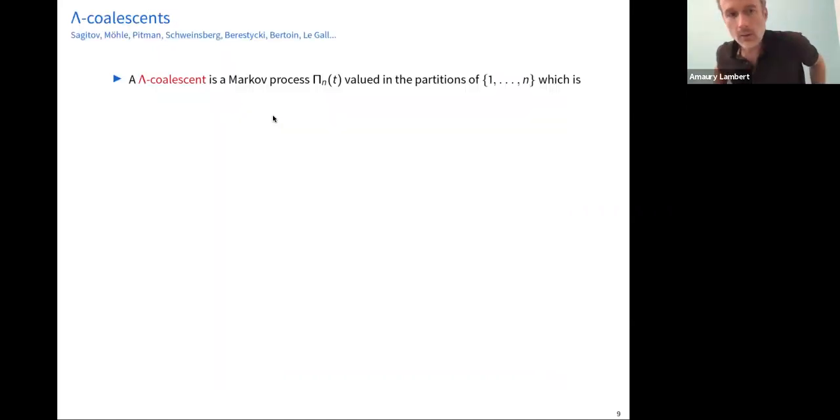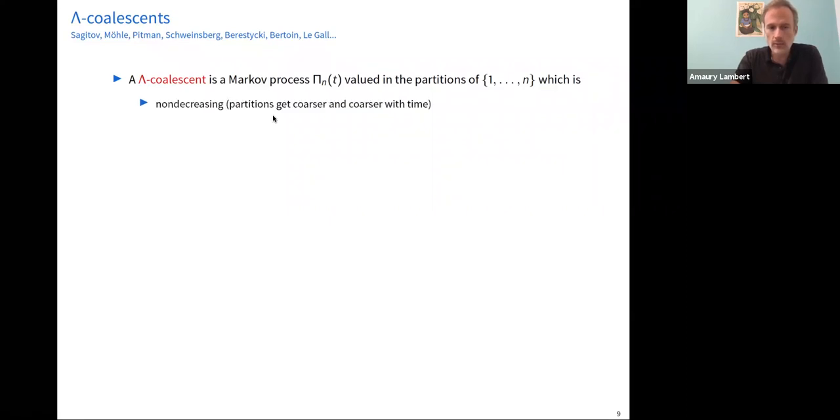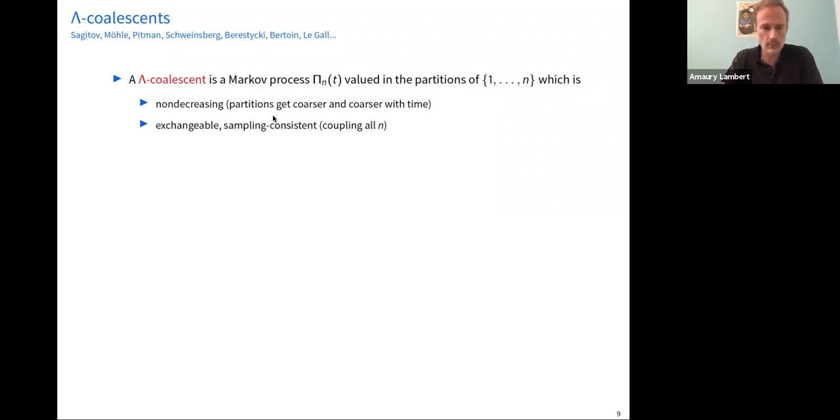So before I introduce a generalization of the multi-species coalescent, I need to introduce a generalization of the Kingman coalescent. There are various generalizations, but the main one is called the lambda coalescent. The lambda coalescent is a Markov process, pi sub n of t, valued in the partitions of 1 to n, as the Kingman coalescent. And you have to make several assumptions. The first is that it's a coalescent, so it's non-decreasing, meaning that partitions get coarser and coarser with time until you get to the absorbing point where you have the whole 1 to n as a state.